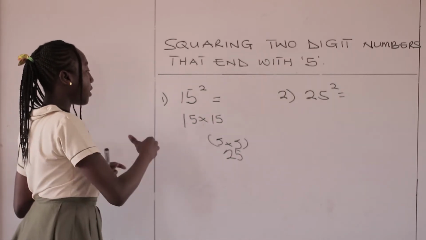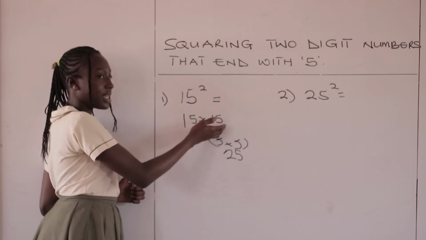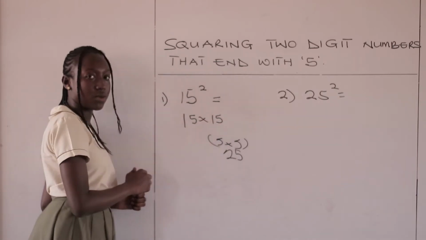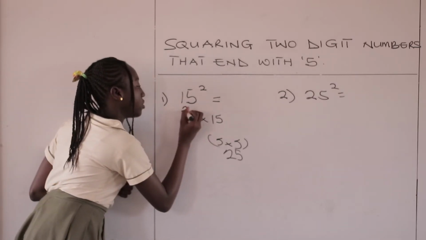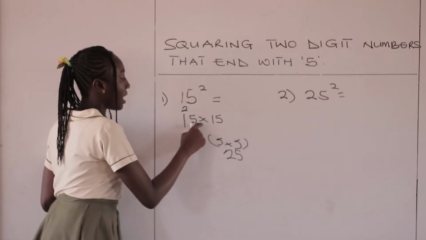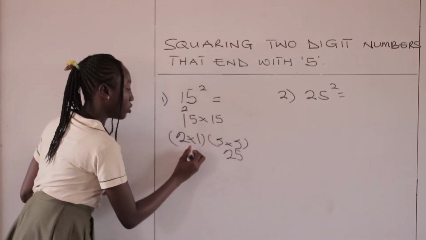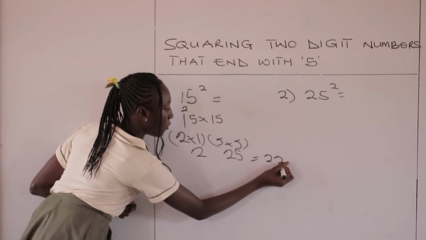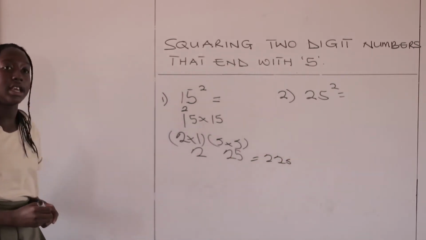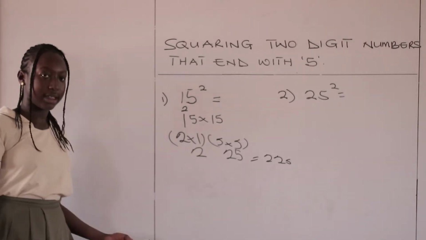Now to solve this, the tens digit over here is 1. The second number as well, the tens digit is also 1. Now you look out for the next counting number, which is 2. 2 times 1 will give us 2. Therefore, our answer is 225. I hope you understood this.